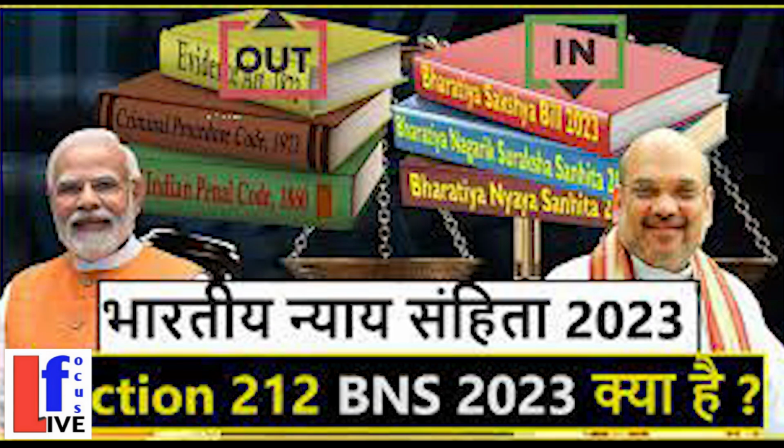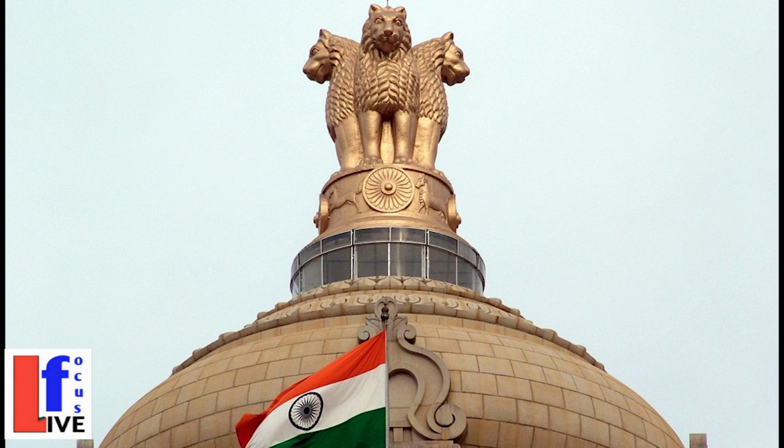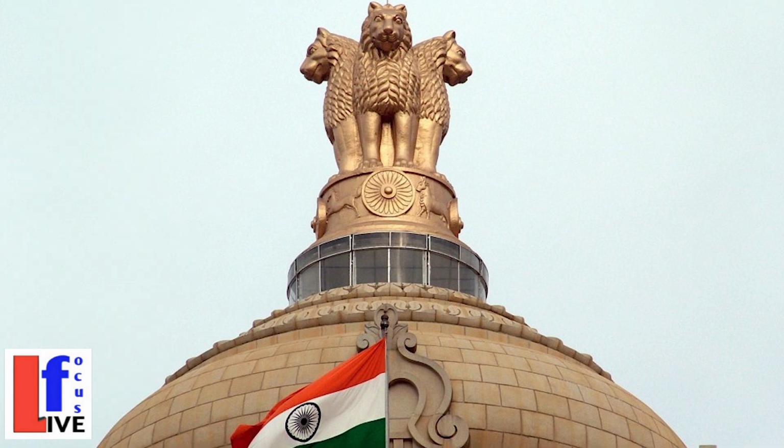Section 212, Government. Government means the central government or a state government. Same definition is given in the Indian Penal Code also, section 17. Government. The word government denotes the central government or the government of a state.